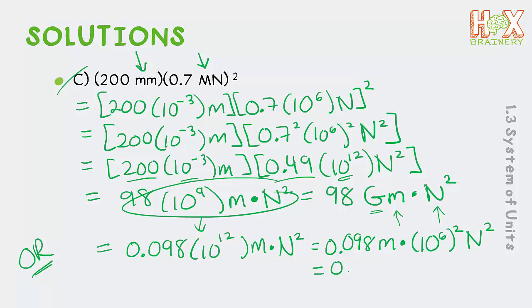And one more time, this will be 0.098 meters times mega newtons squared. Mega, since we have 10 to the 6th power, and then basically that prefix is also being squared with the newtons.